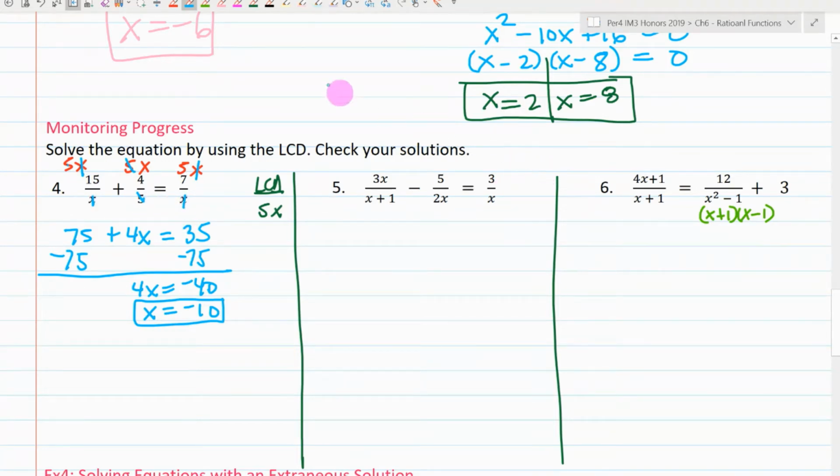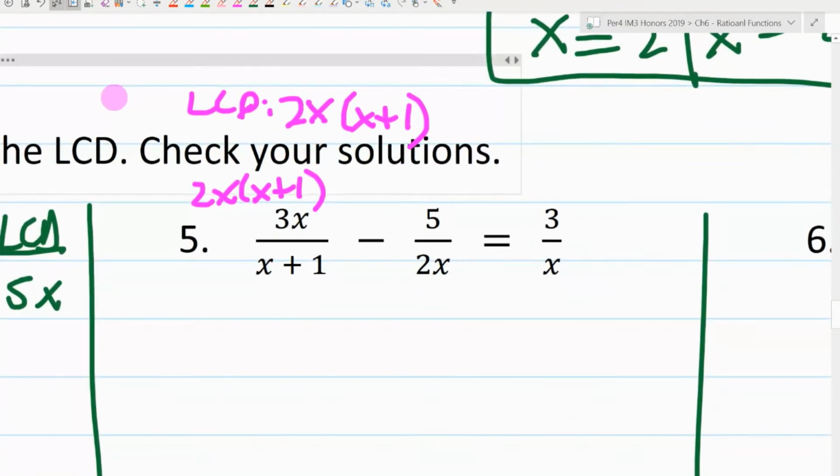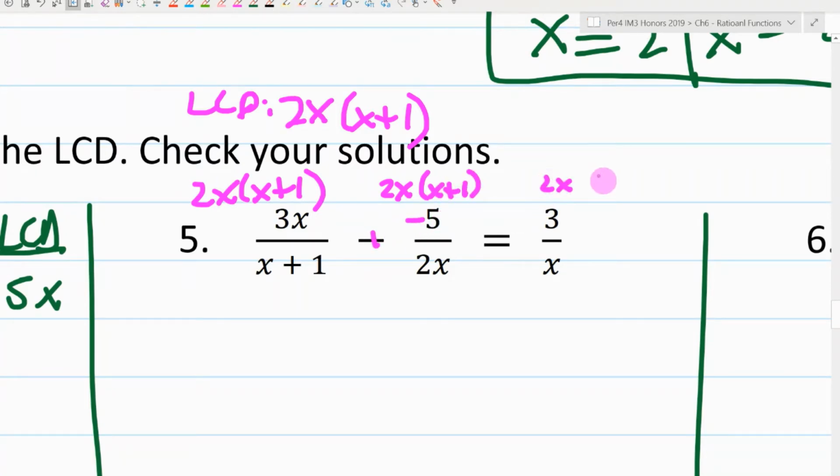For this one, the LCD, I'm going to write it up here, is 2x and x plus 1. Okay, so 2x, x plus 1. Let me zoom in on this so you guys can see what I'm doing. Same thing here, 2x, x plus 1. I'm going to make that plus a negative 5. 2x and x plus 1. I'm going to cancel all the denominators.